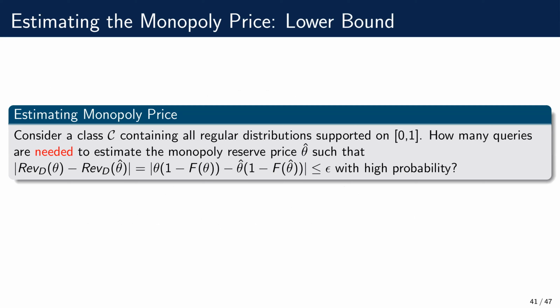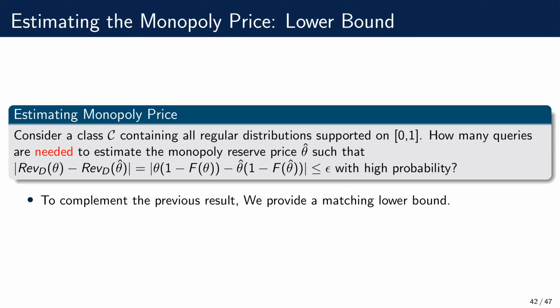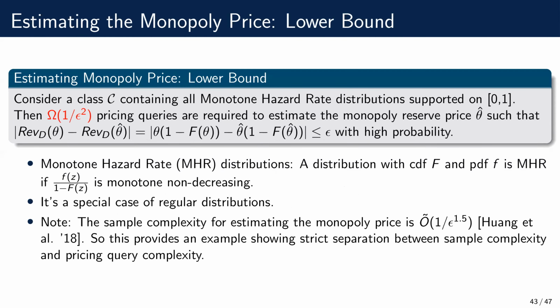So we have shown an upper bound for estimating the monopoly reserve price for regular distributions. What about the lower bounds? How many samples are needed when we want to learn a good monopoly price for a regular distribution? To complement the upper bound results, we provide a matching lower bound for a more restricted class of distributions. We show that for the class of all monotone hazard rate distributions on [0,1], 1 over epsilon squared pricing queries are required to learn a good monopoly price such that the revenue loss is small. The MHR distributions are a subset of regular distributions.